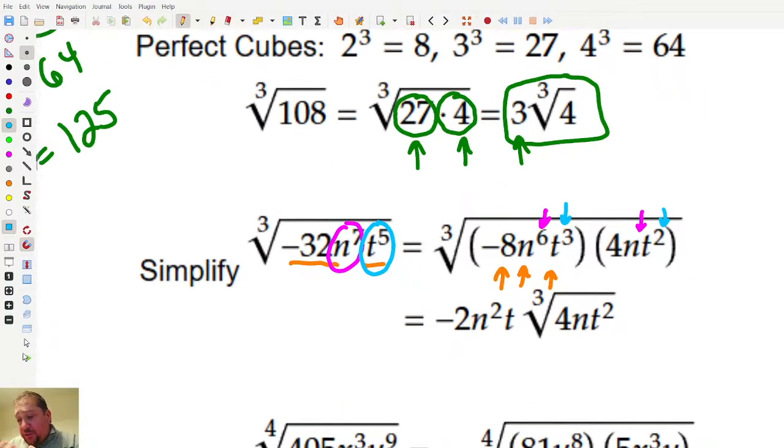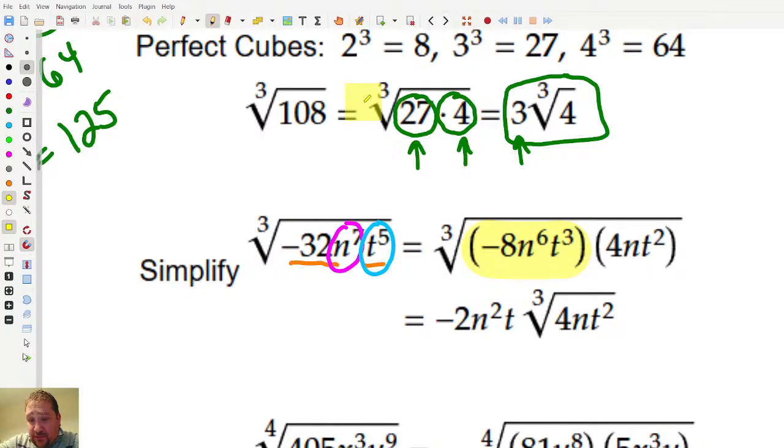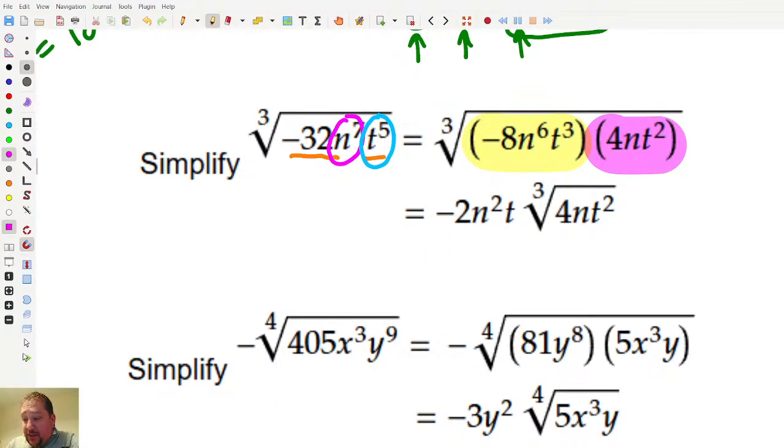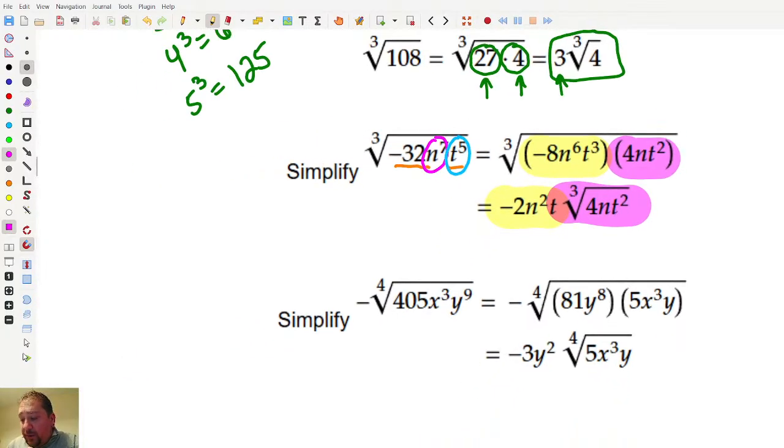So now when I structure my cube root so that it's ready to be simplified, I put everything that's perfect in this front group right here, and everything that's going to be stuck behind in the second group. So now the cube root of 8 becomes negative 2, the cube root of n to the 6 becomes n squared, and the cube root of t cubed is just t. So all of that first group simplifies. This is what gets pulled out of the cube root, and that part stays trapped inside. And that's your final simplest form answer. Okay.